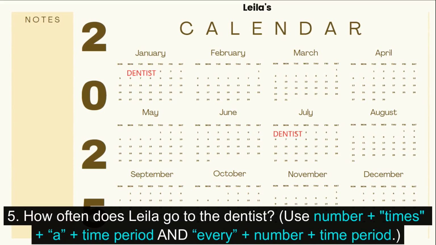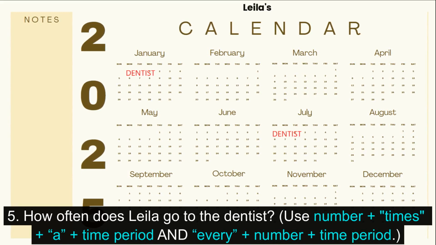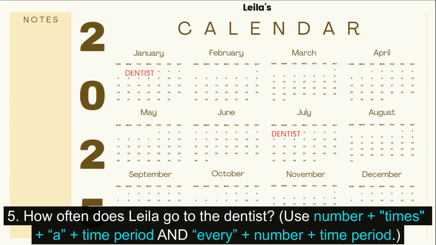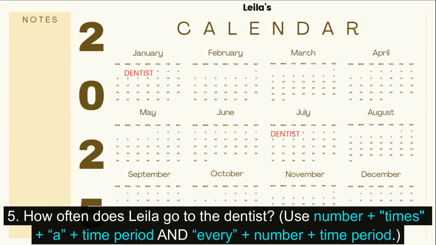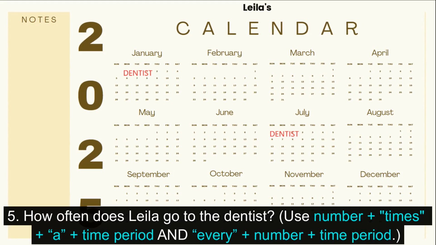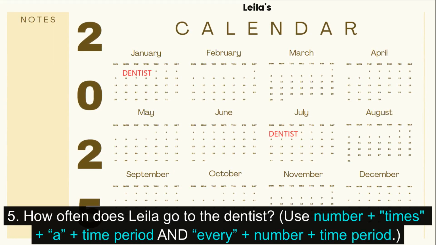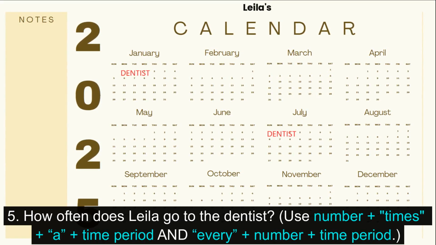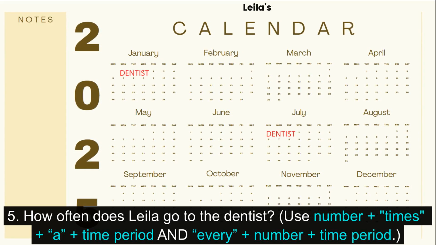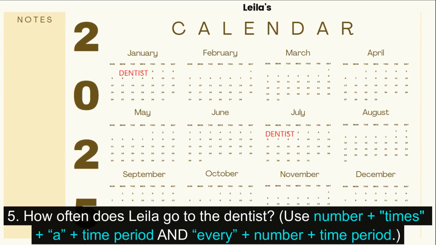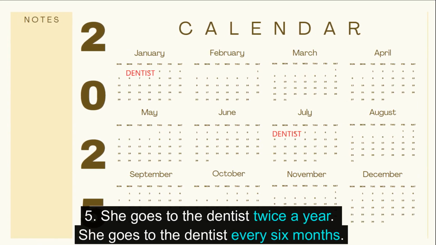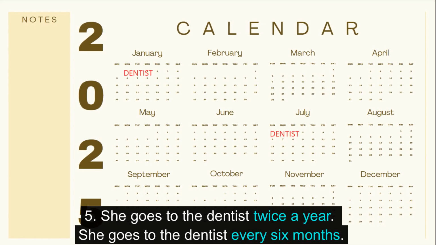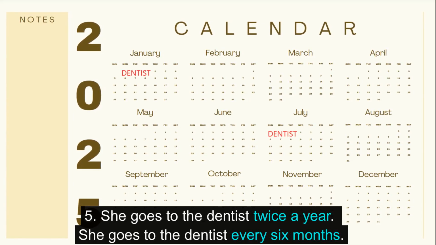5. How often does Layla go to the dentist? Use number plus times plus a plus time period and every plus number plus time period. 5. She goes to the dentist twice a year. She goes to the dentist every 6 months.